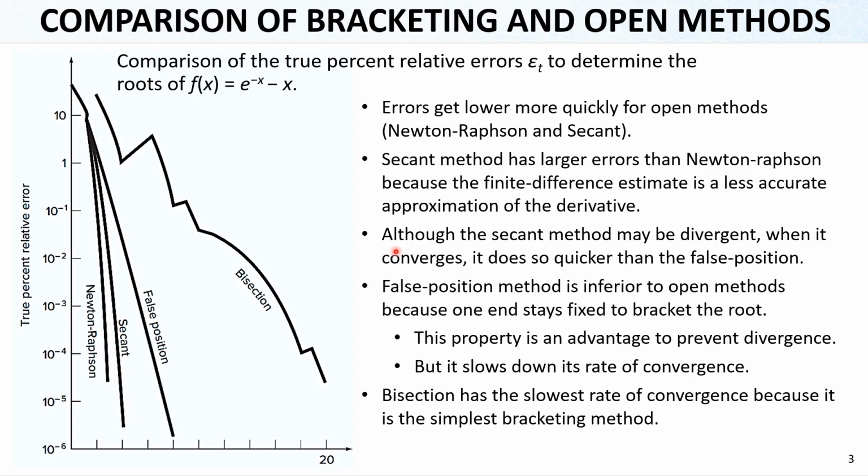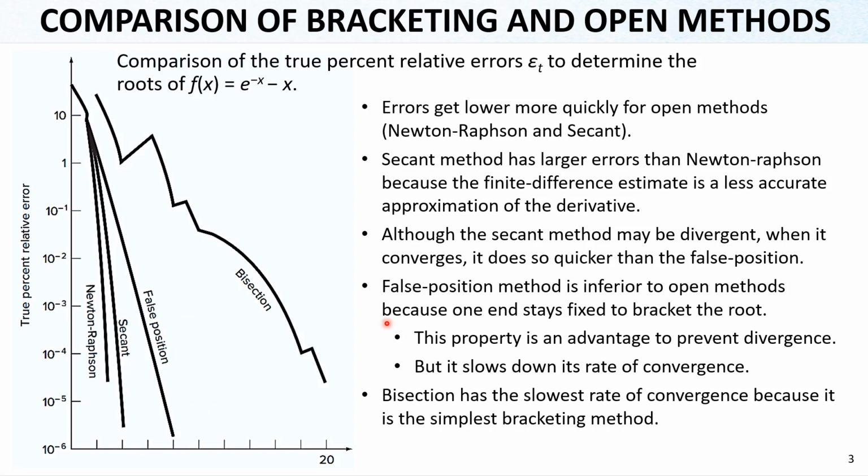Third, although the secant method may be divergent, when it converges, it does so quicker than the false position. So false position is a bracketing method. Because secant has an estimation of the derivative, that means we are trying to find the path using the derivative. And if we use the derivative, it is always faster than not using the derivative. False position doesn't use the derivative. That's why secant, if it is converging, converges faster than false position.